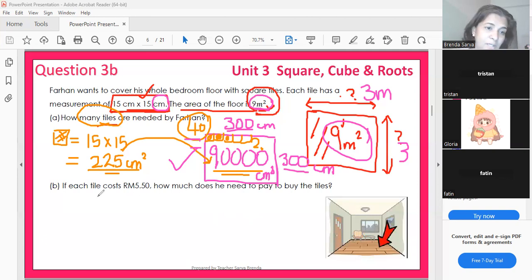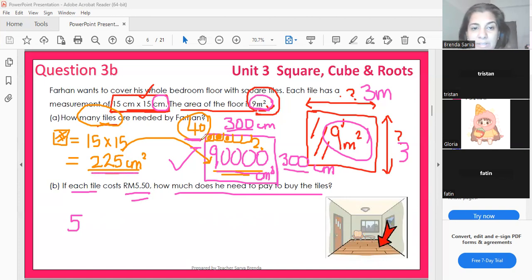Okay. This is easy. If each tile costs 5 ringgit 50 cents, how much does he need to pay to buy the tiles? What do you need to do, guys? This is very easy. How come you got 400? Okay. Everybody now, tell me what's your answer. Can I have everybody's answer? 90,000 divided by 225. First tell me, is it 40 or 400? I'm not having a calculator here, okay? 400. Okay, correct. Fatin got 400.